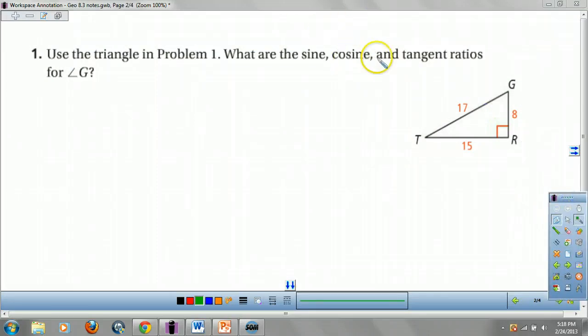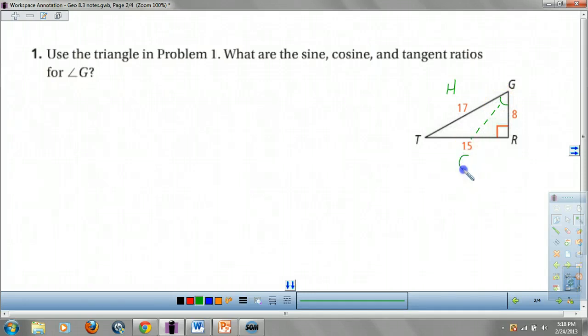So what are the sine, cosine, and tangent ratios for angle G? Well, angle G is right here. The first thing I'm going to have to find is my opposite, adjacent, and hypotenuse. My hypotenuse is easy. That's my longest side, and it's the side opposite my 90-degree angle. Next, let's look for our opposite. The opposite is the one that G is looking at, on the opposite side of it. The last one is adjacent, because adjacent is touching G but it's not the hypotenuse.